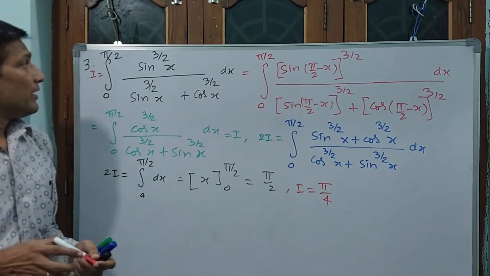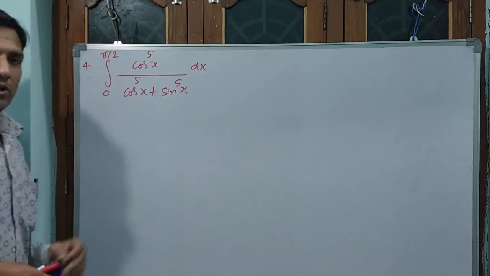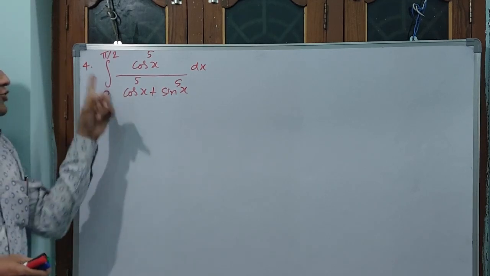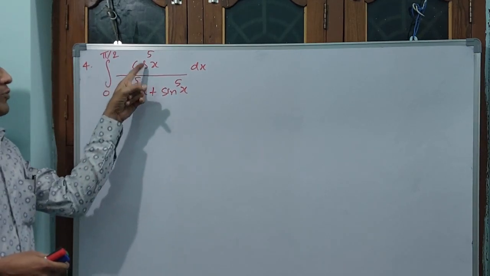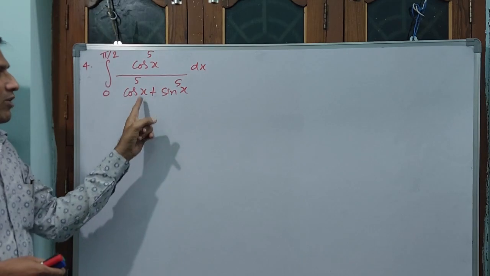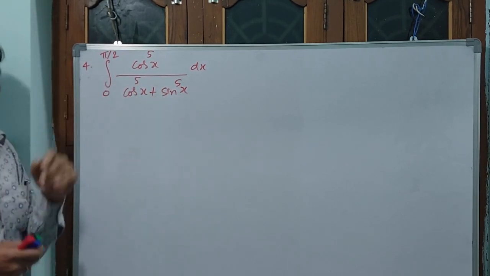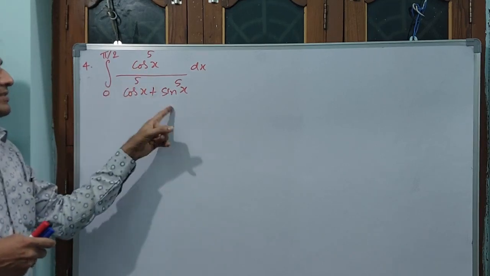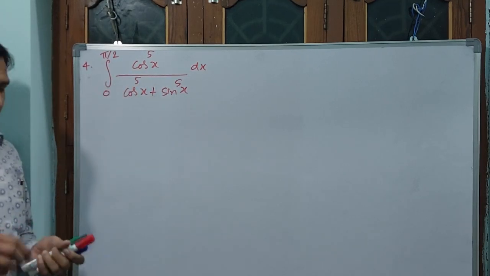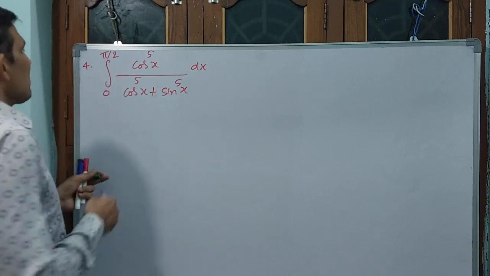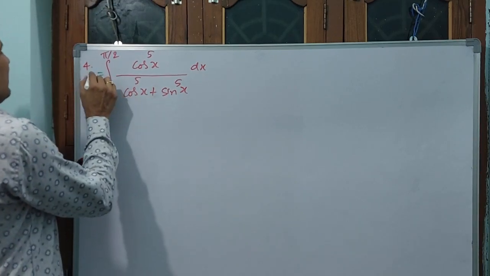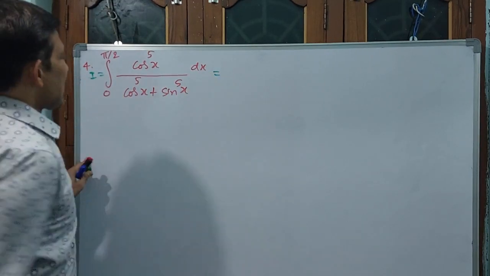You understand? Take this, we will go for the fourth question. Integral 0 to pi by 2 cos to the power of 5x divided by cos to the power of 5x plus sin to the power of 5x dx. The same formula we can apply. Why? Because a cos and sin combination has come. That is why I am taking it as I. See what I am doing.